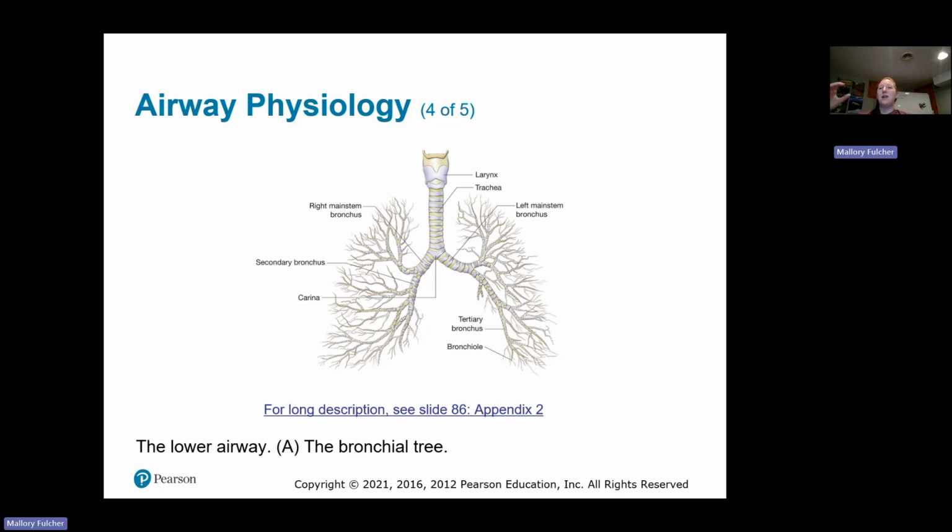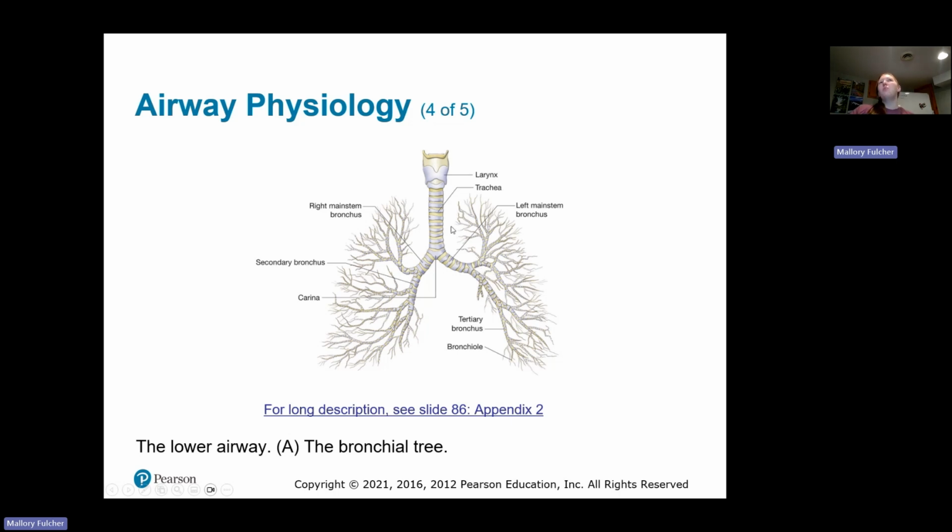Because of those air-filled sacs, those alveoli at the very tips of those branches, I like to think of it as an apple tree the other way around. But all of our brains work differently, right? Whatever works for you.